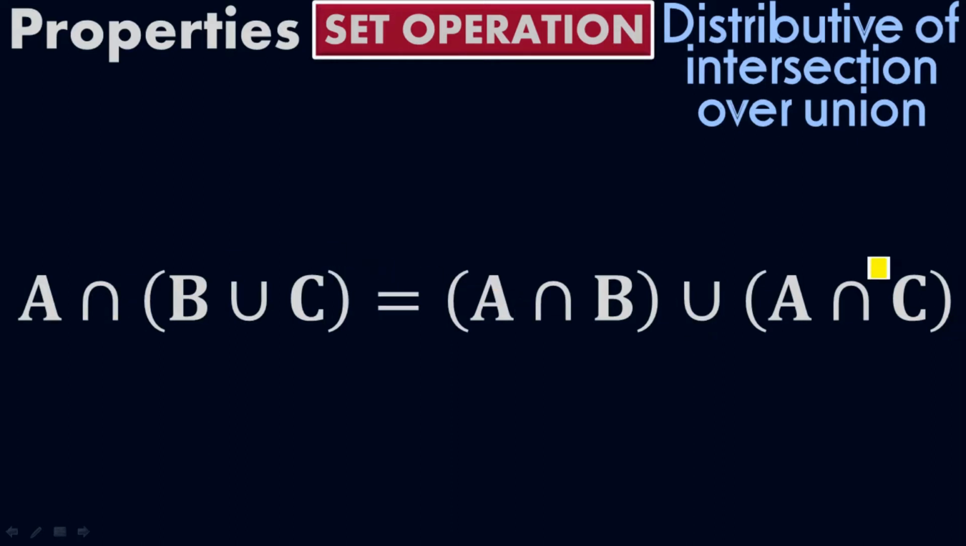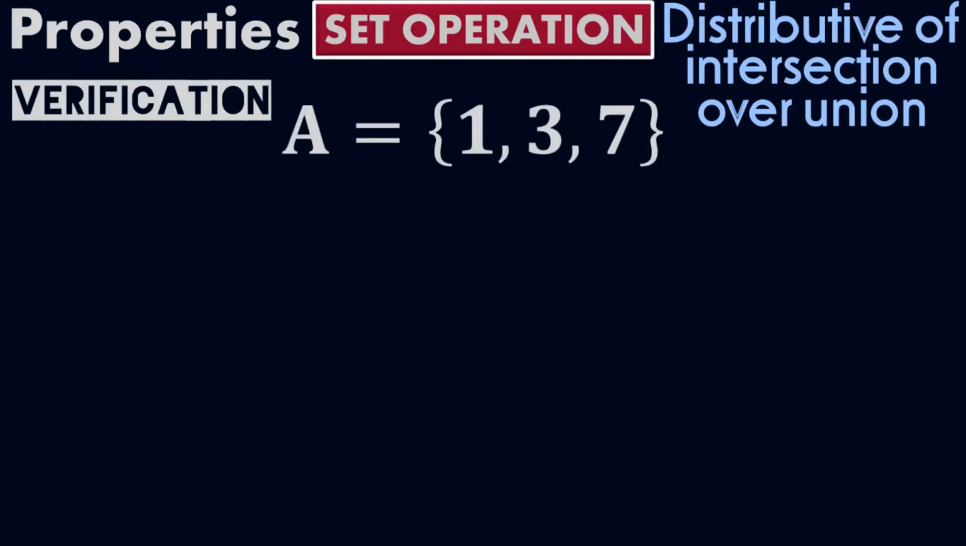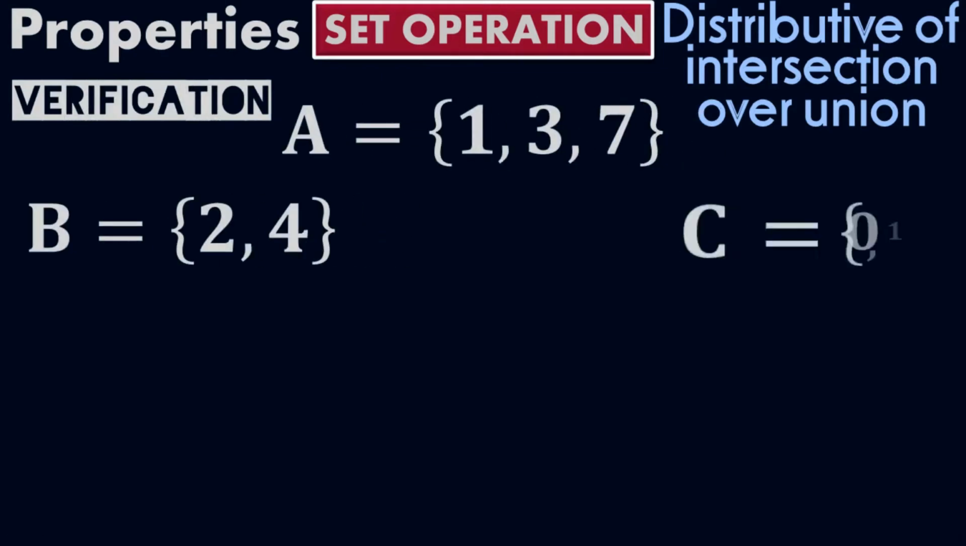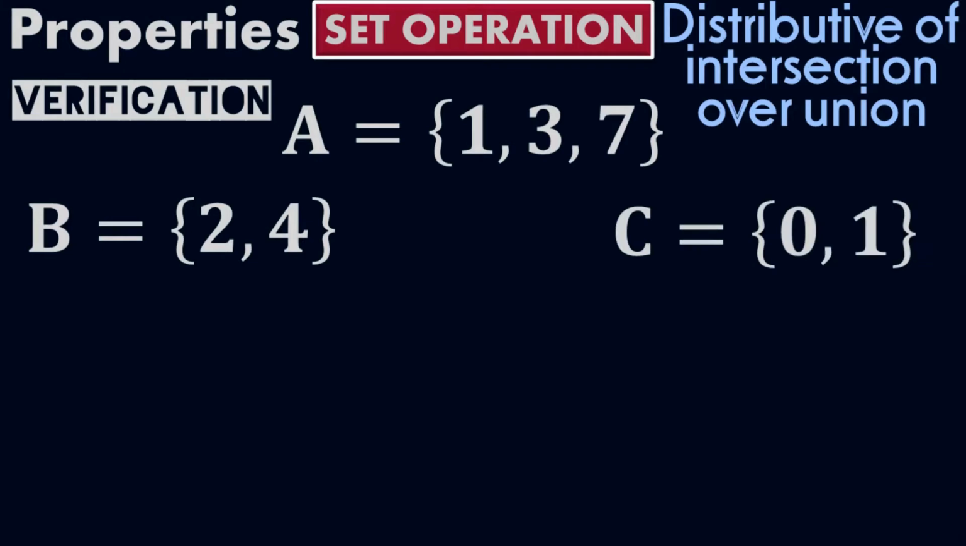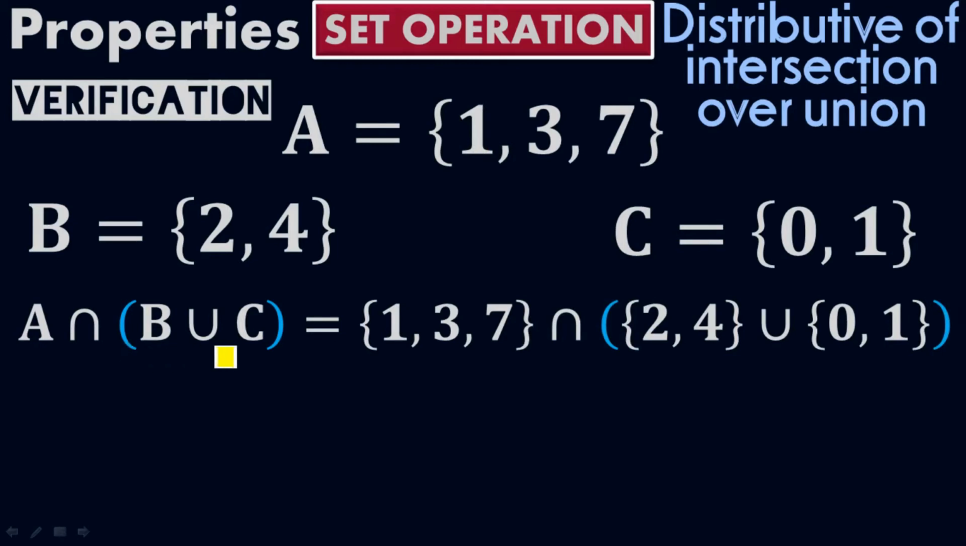But how are we going to know that this left side equals the right side? We will go for our short mathematical proof. Let me start the mathematical verification. Suppose A equals 1, 3, 7, B equals 2, 4, C equals 0, 1. Let me first pick the left side, which is A intersection of B union C. Plug in the value of A, which is 1, 3, 7, the value of B, which is 2, 4, and the value of C, which is 0, 1.